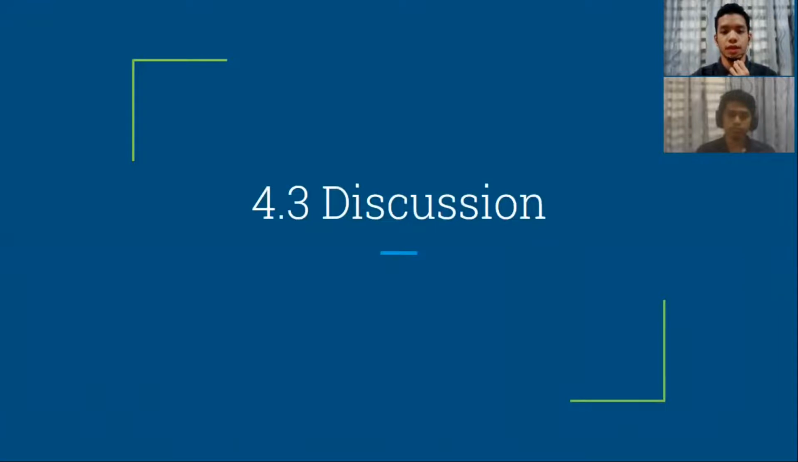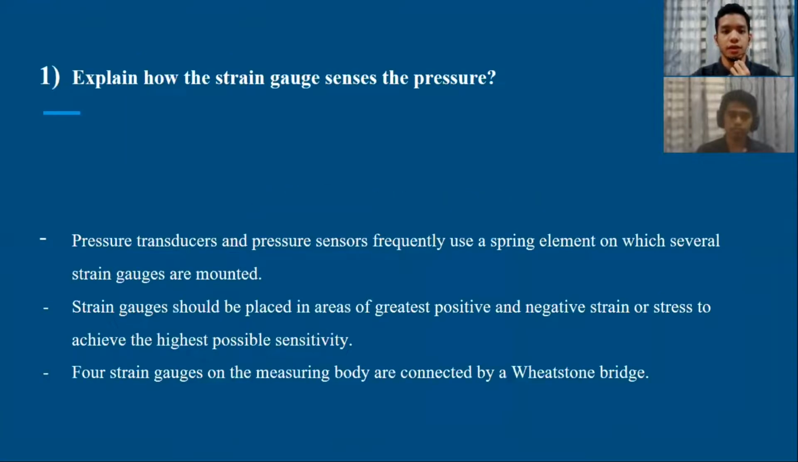Next, we move to the discussion. For the first question, explain how the strain gauge senses the pressure. Pressure transducers and pressure sensors frequently use a spring element on which several strain gauges are mounted. As a result, they behave in the same way as a force transducer.